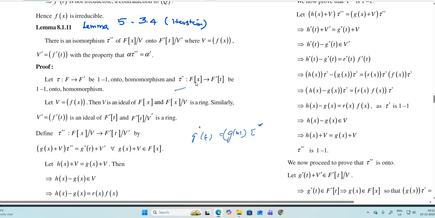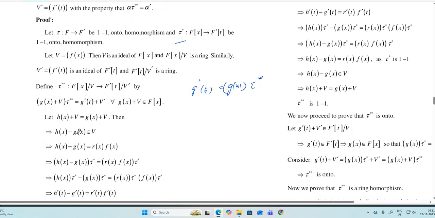Now this being a rule defined by us, we are first proving that it is well defined, for which we consider two elements in the domain to be the same. You have your domain to be F[x] mod V, and your codomain to be F'[t] mod V'. So from this to this, you are defining tau double star. Two equal elements in the domain should imply the corresponding images are equal. That will give well definedness. And when you come from there to here, it will be your one-to-one. So well defined, first we are proving.